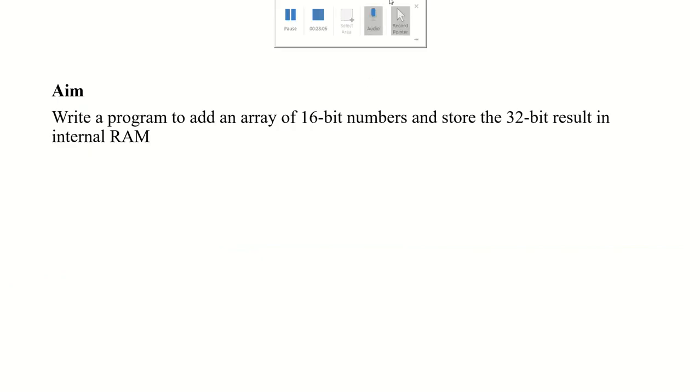Program number 4. Write a program to add an array of 16-bit numbers and store the 32-bit result in internal RAM. Here we have to add 16-bit numbers. They said an array of numbers, so we have to consider more than one or two numbers, a series of numbers, but each should be a 16-bit number. And store the 32-bit result, because if you add 16-bit numbers, the result may be 32-bit.